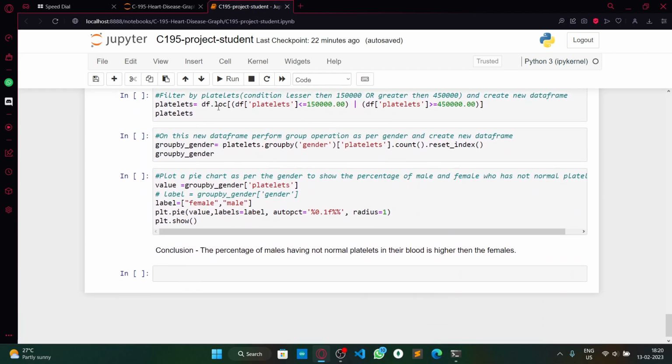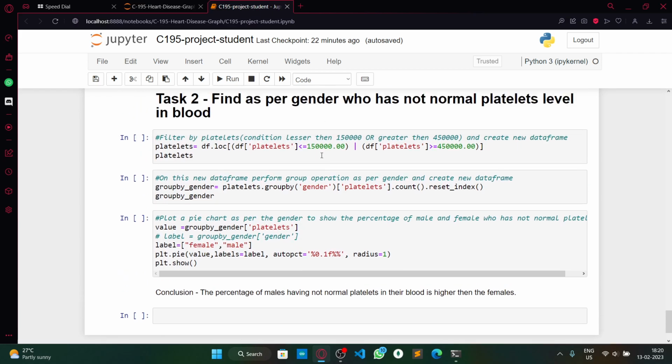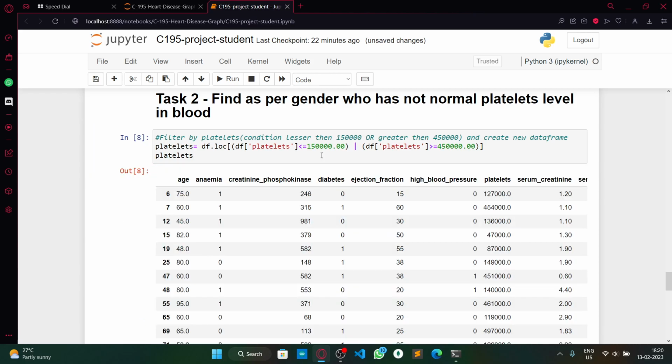So here we are locating platelets which are lesser than 15,000 or greater than 45,000. We are just filtering, we don't want all the data. If we just keep all the platelets then it can be good, but we want a range. We don't want all the platelet levels.